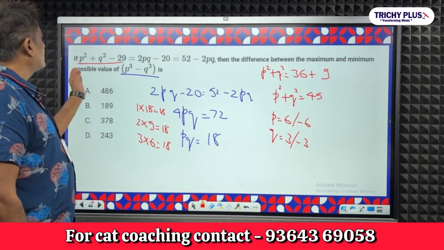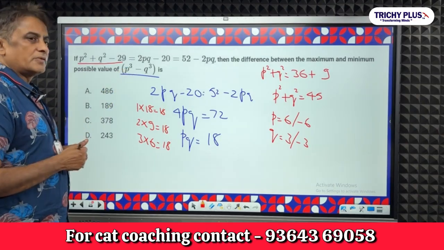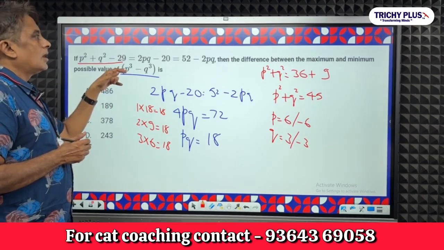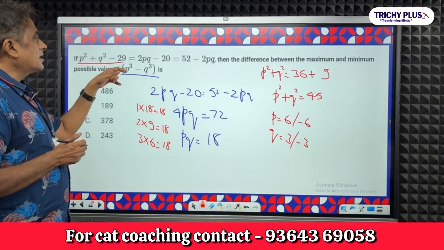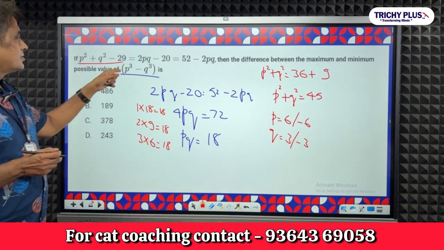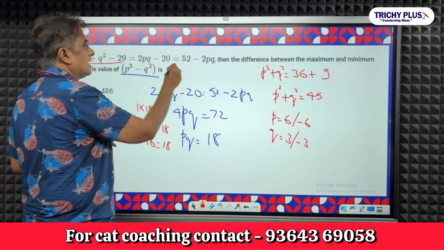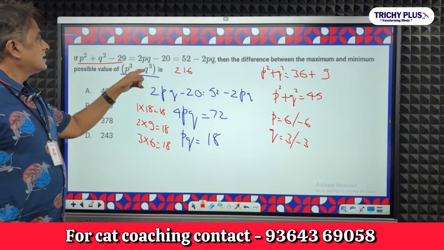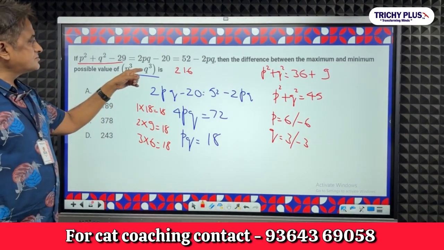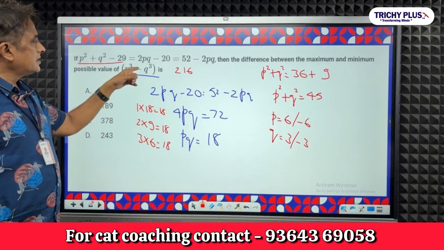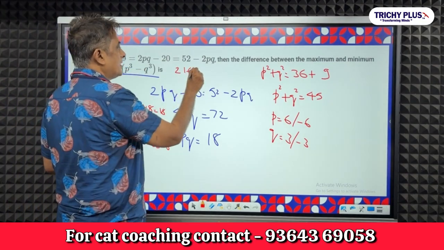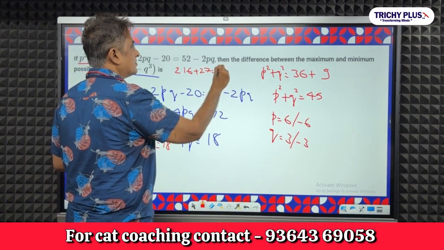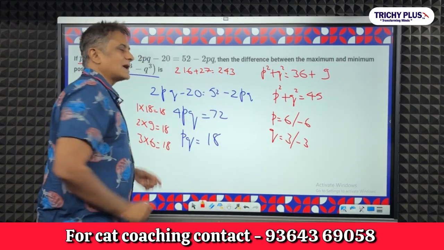Fine. Now I want to find the maximum and minimum possible value of p cube minus q cube. Here you keep the cube difference. So take p as 6, then p cube is 6 cube, 216. And take the negative value here: minus 3 cube is minus 27, so minus of that is plus 27. So the whole thing becomes 243. This can be the maximum value.